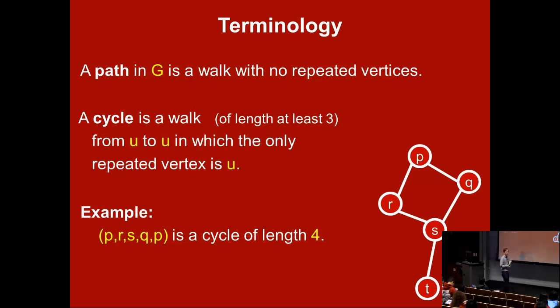Okay, more terminology. We kind of saw this one before. A cycle is a walk of length at least 3 from a vertex u to itself, but where the only repeated vertex is u. Or basically, it's like a path, plus at the end, you have that last edge from the beginning to the end. Okay, so maybe the words are more complicated than the picture. Like this p, q, r, s, p is a cycle of length 4.